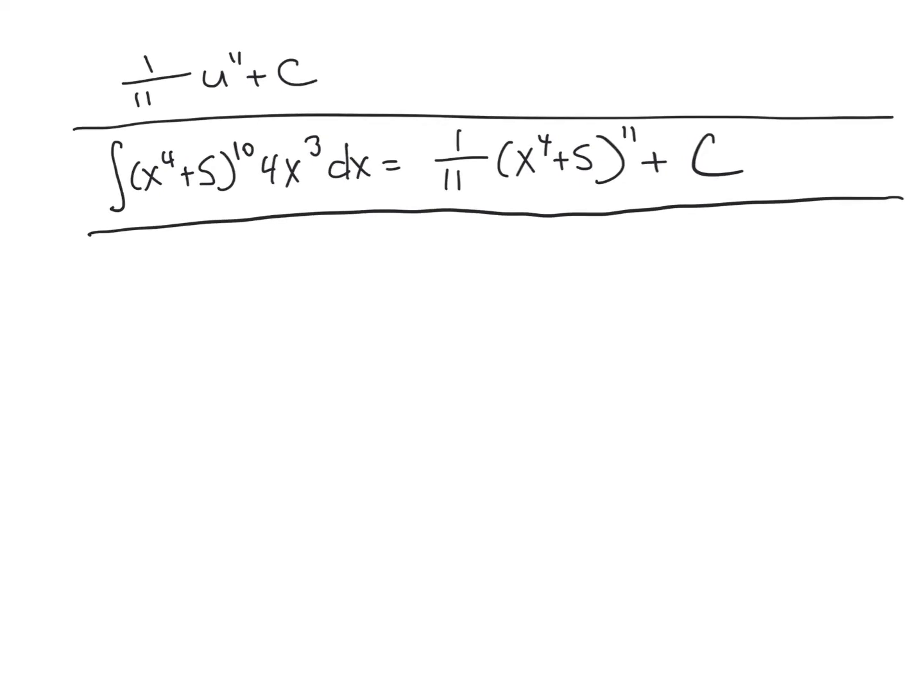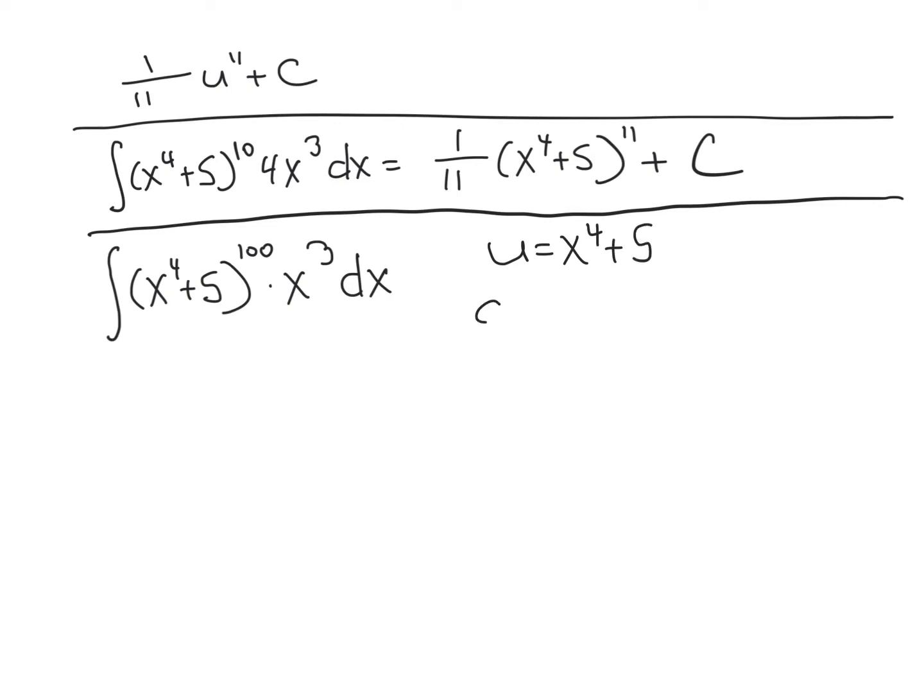Example 2, or B, is slightly more complicated, but not by much. It's the integral of x to the 4th plus 5 to the 100th power times x to the 3rd dx. So again, we let u equal x to the 4th plus 5. Du is 4x to the 3rd. Notice that just x to the 3rd dx is in the integral, so we divide both sides by 4. 1/4 du is x cubed dx.